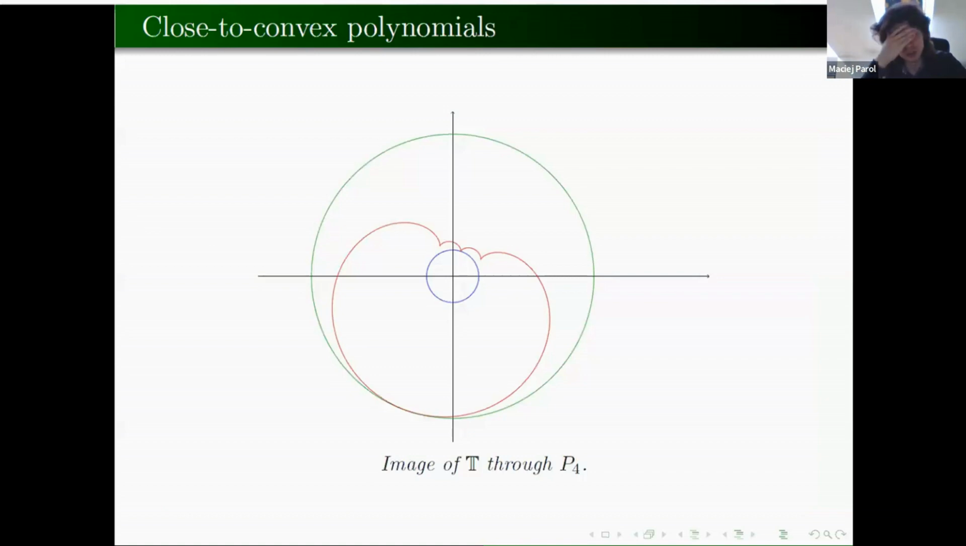The red curve is the image of a unit circle through the function p4. And this curve has one intersection with the maximal circle and only one intersection with the minimal circle, because this depends on the parity of n. If n is odd, we have two intersections with the minimal circle, and if n is even, we have only one intersection with the minimal circle. And regardless of parity of n, there is always only one intersection with the maximal circle.